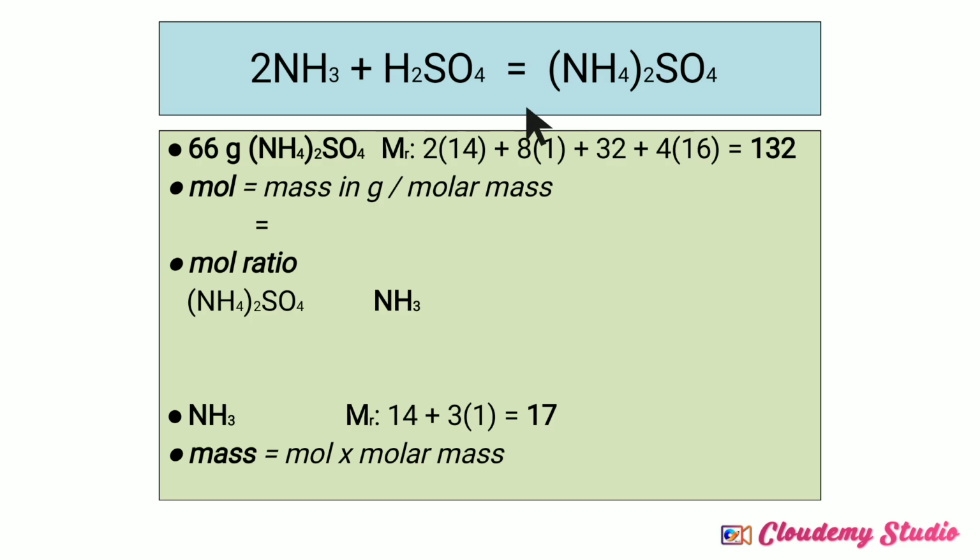First, the given equation we need to balance. When we balance here, this ammonia will be 2 times. If ammonia is multiplied by 2, then the atoms on both sides will be equal. So now we have the balanced equation: 2 moles of ammonia plus 1 mole of sulfuric acid gives 1 mole of ammonium sulphate. For all stoichiometric calculations, only 3 steps are involved.